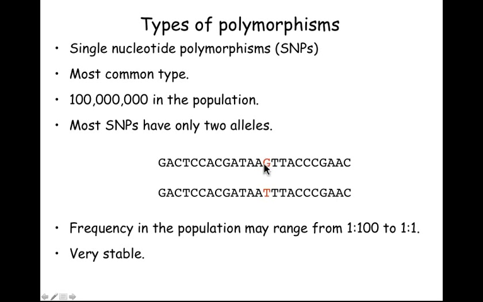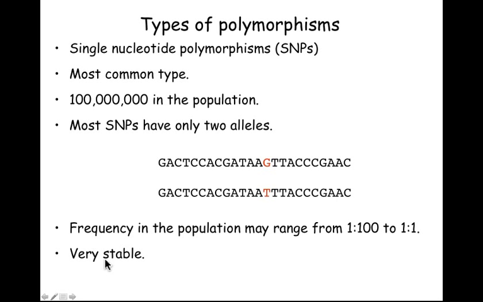Now, just because you have two alleles does not mean that they occur at equal frequencies in the population. It doesn't mean that half the population is going to have a G at this position and half's going to be a T. Sometimes it could be 1-to-1, but also it may be more rare. So you may have certain alleles that are only maybe at 1% in the population. One of the things about single nucleotide polymorphisms is that they're very stable and very reliable.